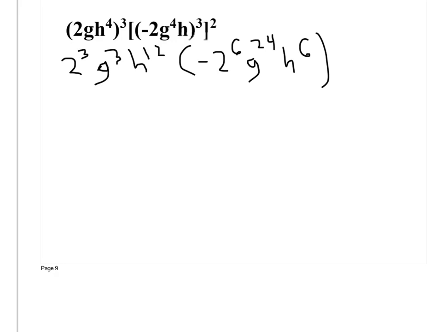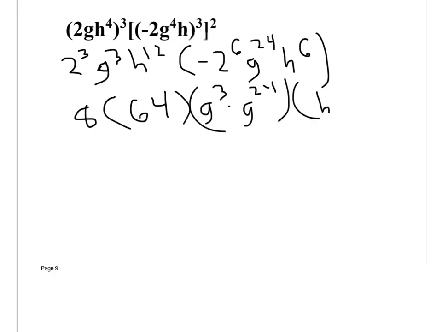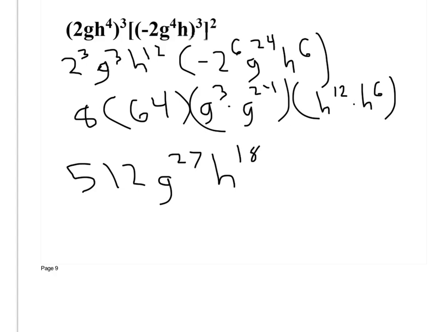2 to the third power is 8. And I'm going to multiply it with negative 2 to the 6th power, which is 64. I've got g cubed times g to the 24th power. And then I've got h to the 12th power times h to the 6th power. 8 times 64 is 512. G to the 27th power, because you add 3 and 24. When you multiply bases, you add exponents. So we've got g to the 27th. H to the 18th, because 12 plus 6 is 18.